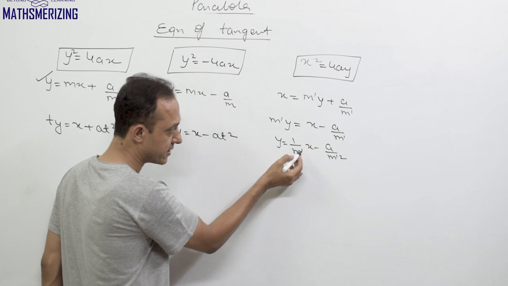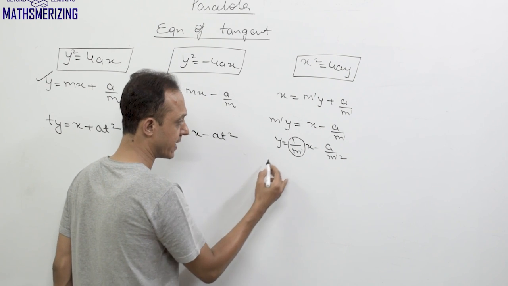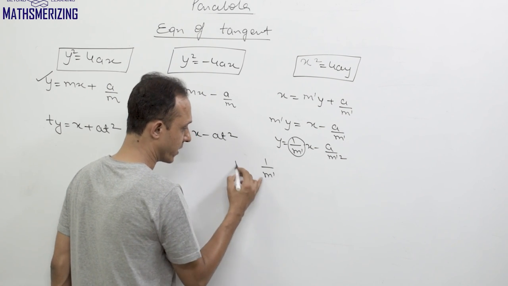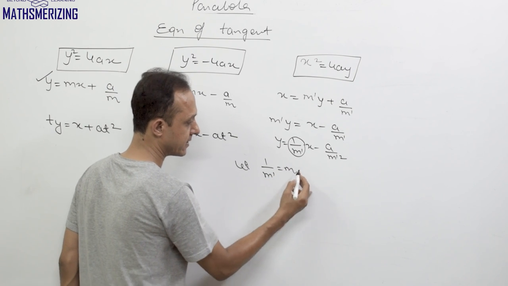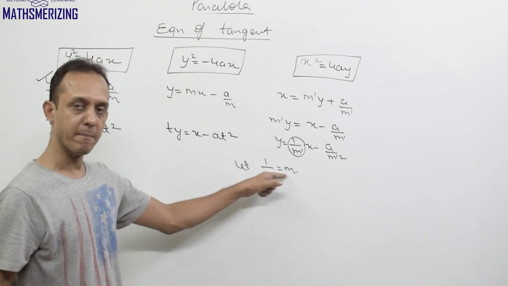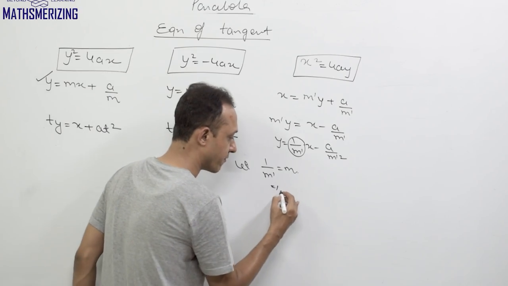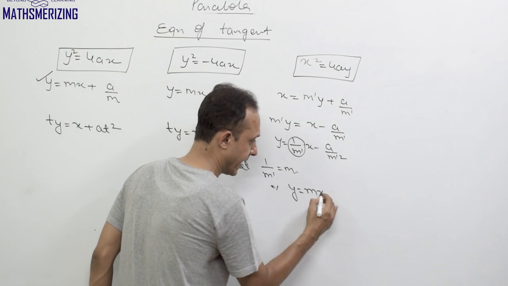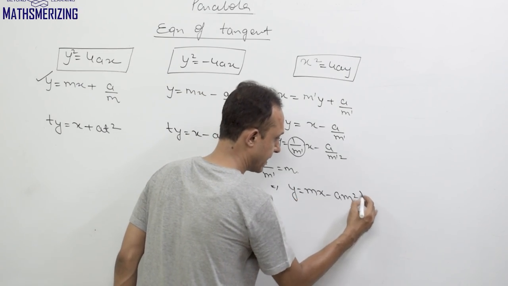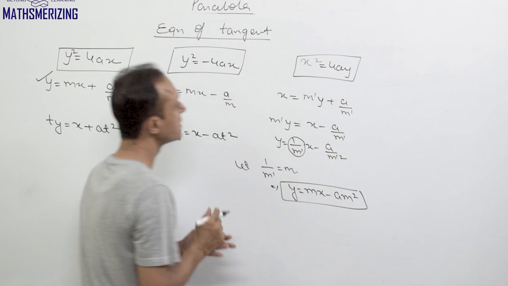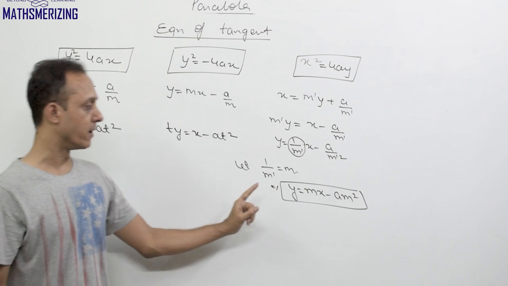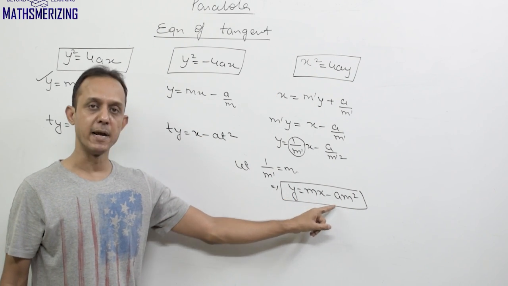Now what is the slope of this tangent? So slope of this tangent is 1 upon m dash. So what I'll do is I'll let 1 upon m dash be m. So if I replace 1 upon m dash with m, I can write this equation of tangent as y equals mx minus am square. So for this third form, equation of tangent will be y equals mx minus am square.